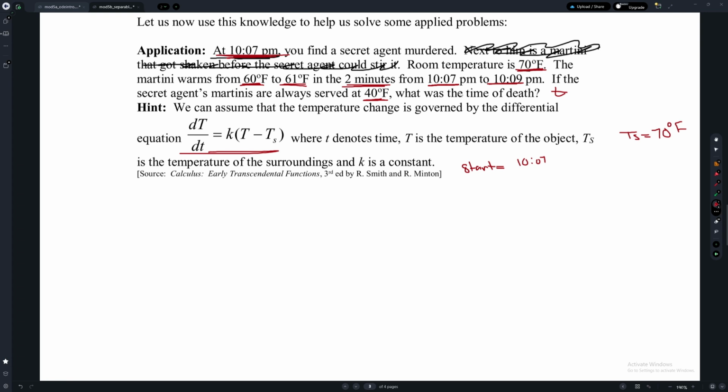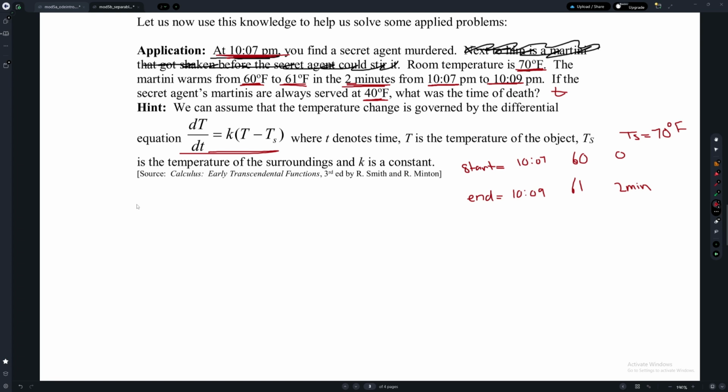All right. So at 10:07, it says here it warms from 60 to 61 between 10:07 and 10:09. So at 10:07, it's at 60, and at the end, at 10:09, it goes to 61. Okay, and so the start of the time is 0, and the end of the time is 2 minutes. It says it here, and also if you do the time difference, it is a 2-minute difference.